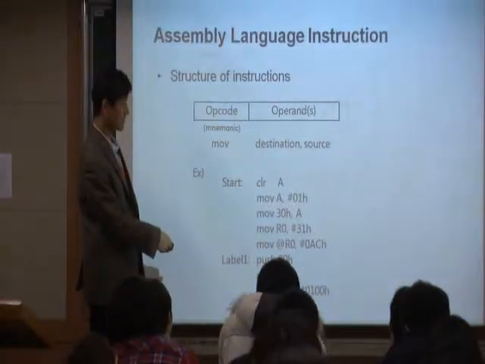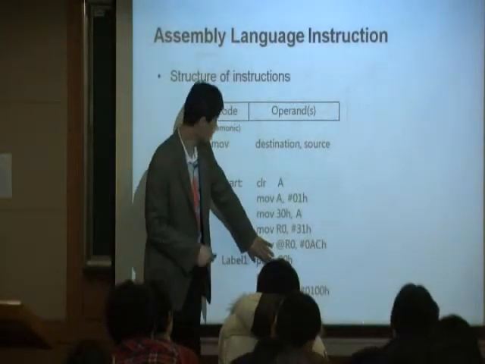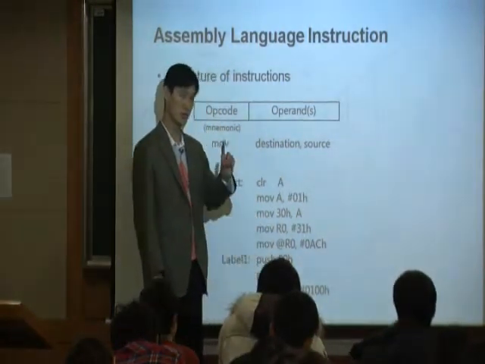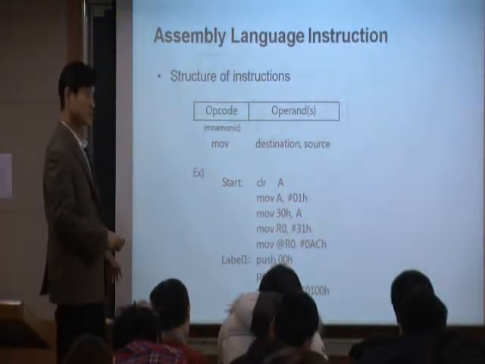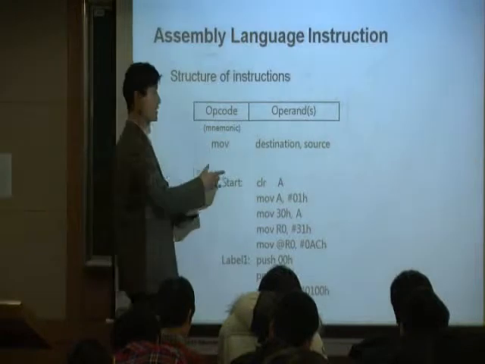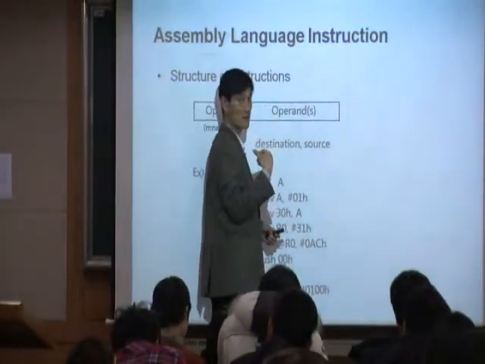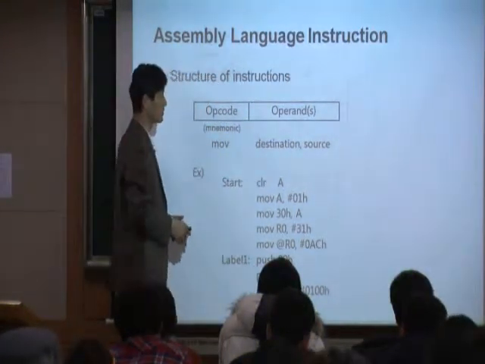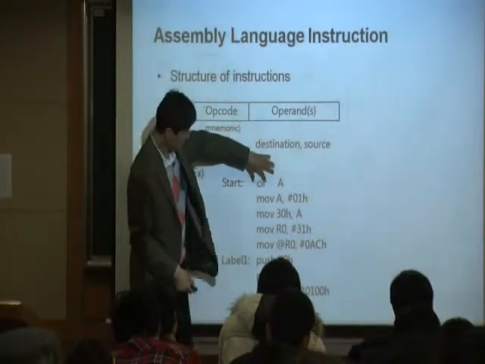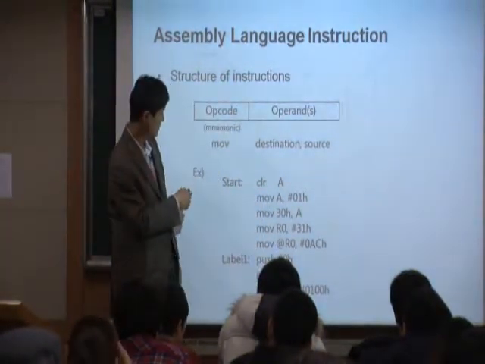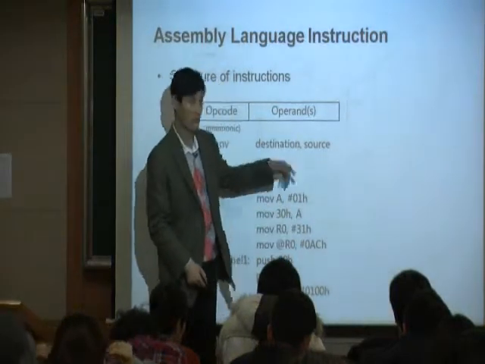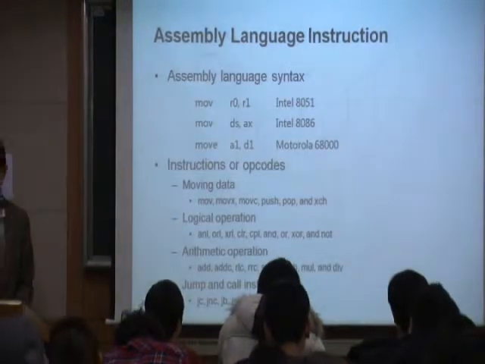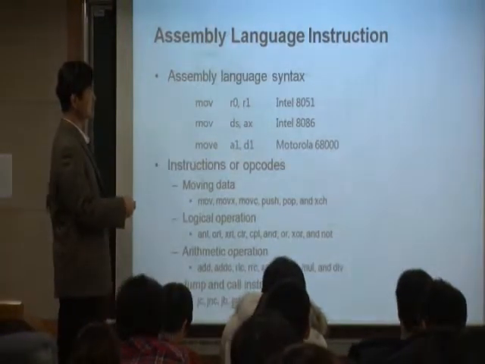Going down here, PUSH is the instruction or OP code. 00H, that's the operand. In this case also you need only one operand. Sometimes, for some instructions, you have 3 operands. We'll see it later. But generally, you probably have 2. Anyway, the first one corresponds to the OP code, and all the other parameters are operands. And every assembly instruction has this structure. Let's look at the assembly language syntax.